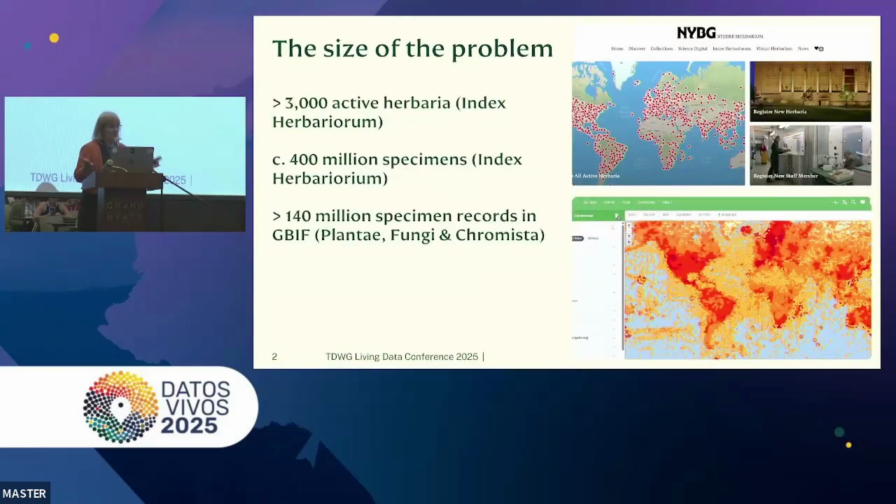So size of the problem, I mean, just for the herbaria, there's over 3,000 active herbaria housing an estimated 400 million specimens. And these are increasing rapidly, the number of specimens that we have to manage and curate. So there's now over 140 million specimen records in GBIF. And that's for plantae, fungi, and chromista. So there's a lot of specimens already digitized. There's going to be more. They're coming quick. So how do we manage the curation of those?